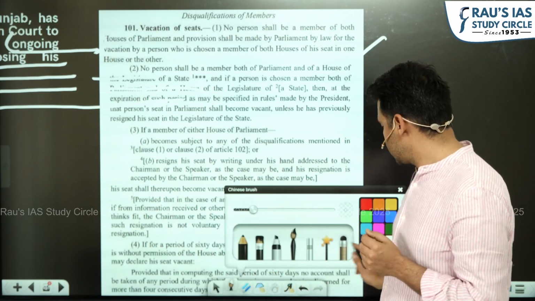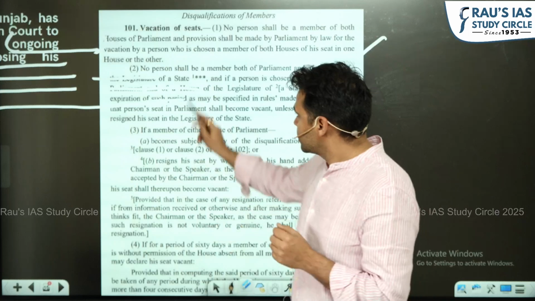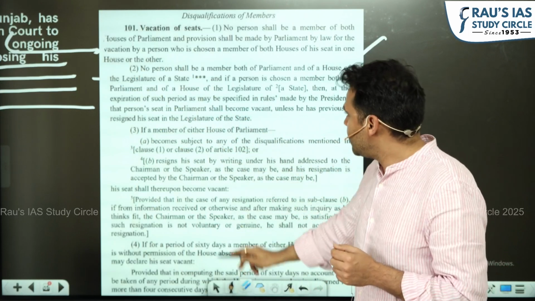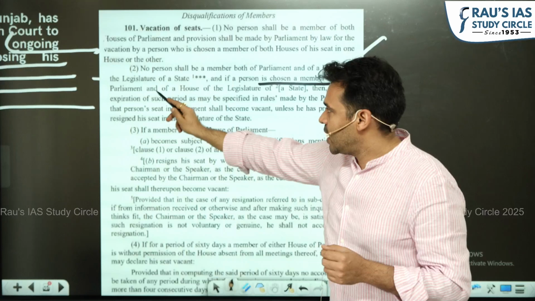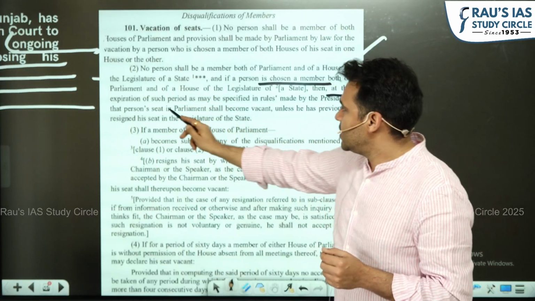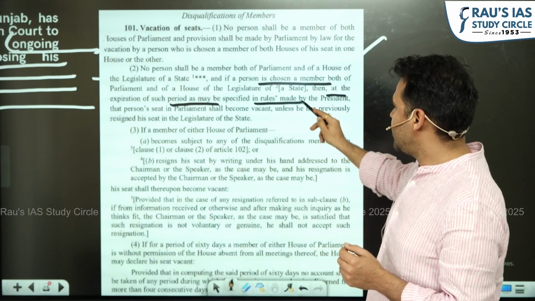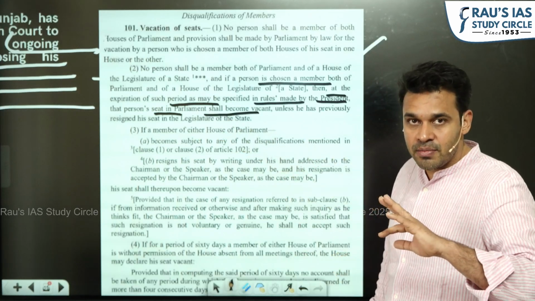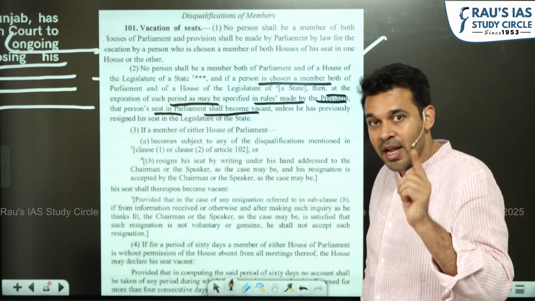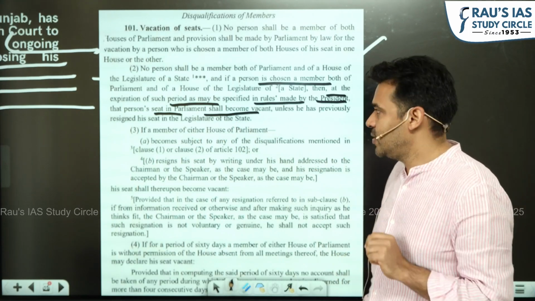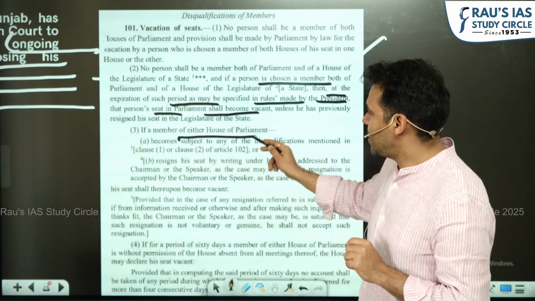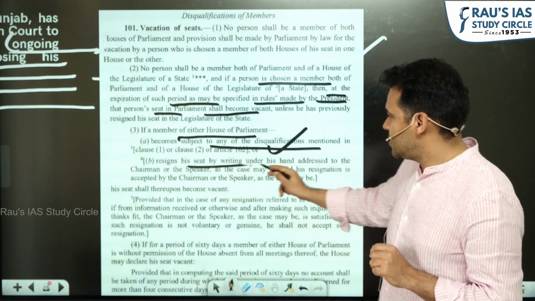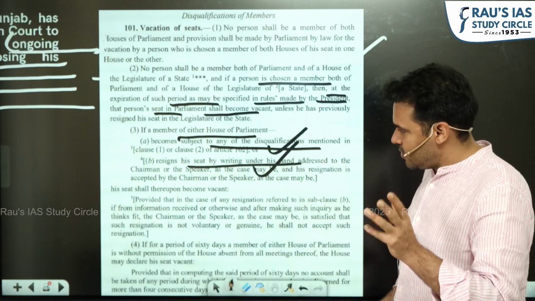At the same time, you can see that no person shall be a member of both parliament as well as the house of legislature. And if a person is so chosen a member of both parliament and house of legislature, then at the expiration of such period as may be specified in rules made by the president, that person's seat in parliament shall become vacant. So when it is a contest between being an MP or an MLA, automatically your membership of parliament will be void. But if a member of either house of parliament becomes subject to any disqualification, then the seat will become vacant. Or if he resigns his seat by writing under his hand, then it will become vacant.